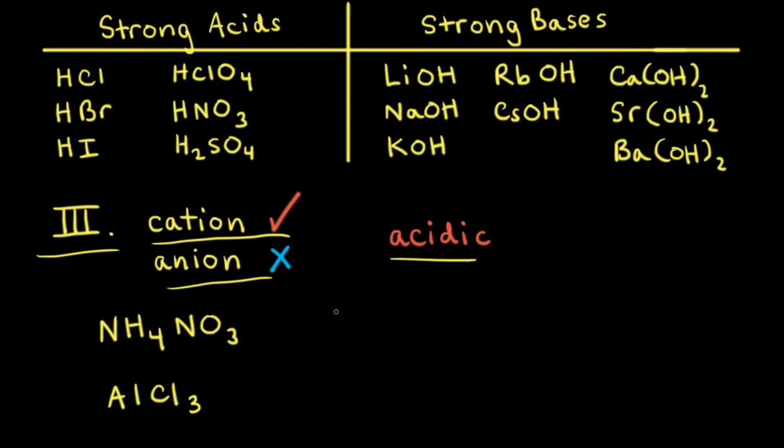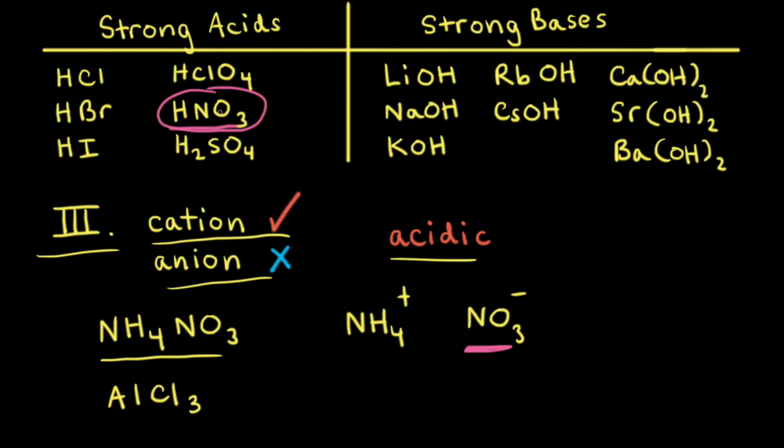As an example of this third combination, let's consider an aqueous solution of ammonium nitrate. Looking at the chemical formula for ammonium nitrate, it consists of the ammonium cation, NH4+, and the nitrate anion, NO3-. First, let's talk about the anion. The nitrate anion is the conjugate base to nitric acid, which is HNO3. Since nitric acid is a strong acid, its conjugate base is of negligible basicity, so the nitrate anion does not affect the pH of the solution. It does not react with water.